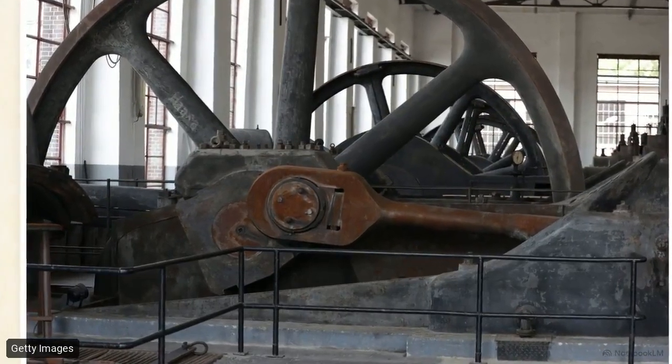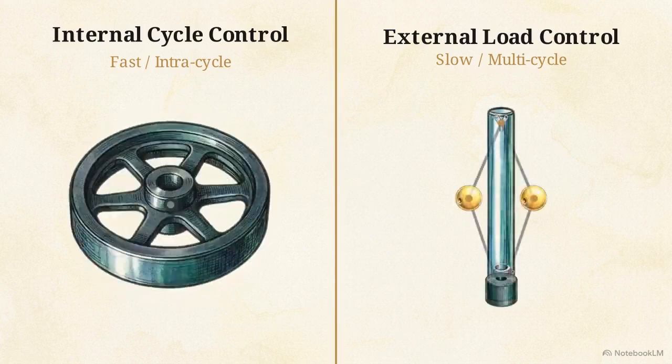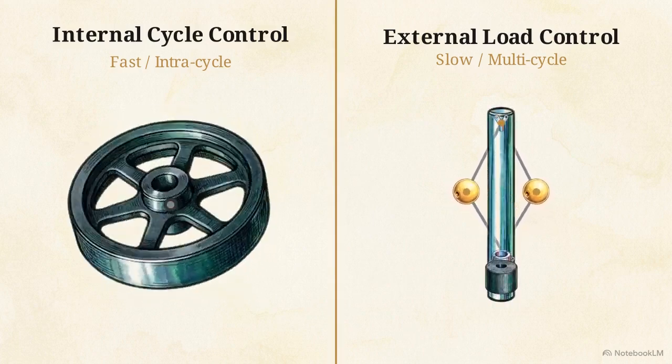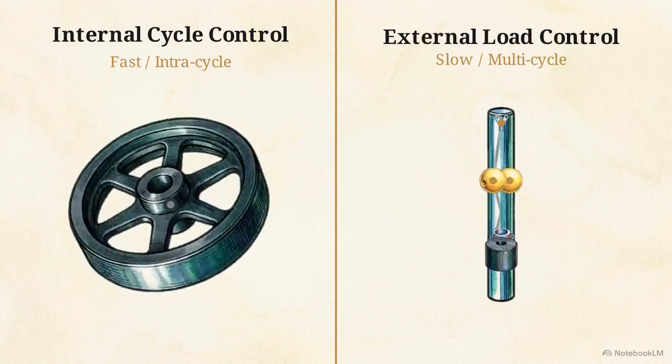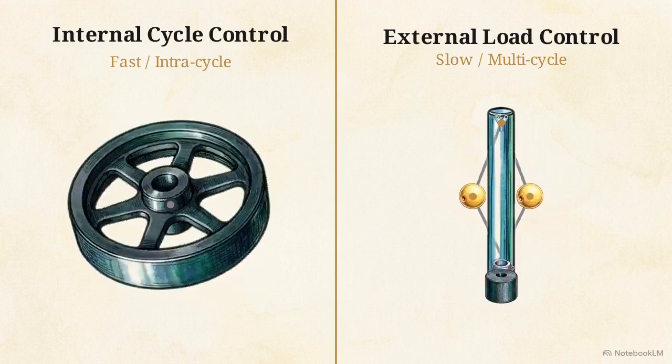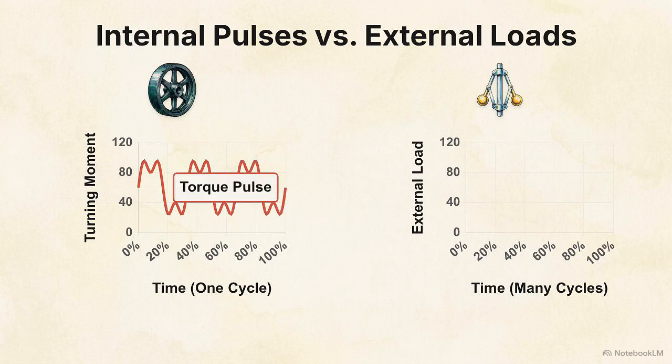Both flywheels and governors regulate engine speed, but they operate on completely different physics and timescales. A heavy industrial flywheel relies on its massive weight and rotational geometry to operate within a single cycle. A flywheel strictly controls the rapid intra-cycle fluctuations caused by the engine's internal turning moment. A governor handles the speed variations caused by external load changes over many cycles.